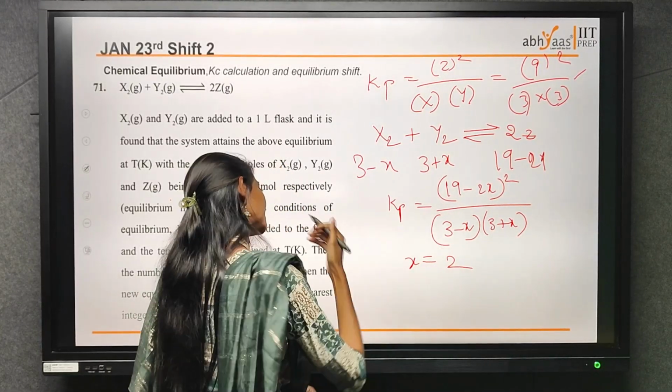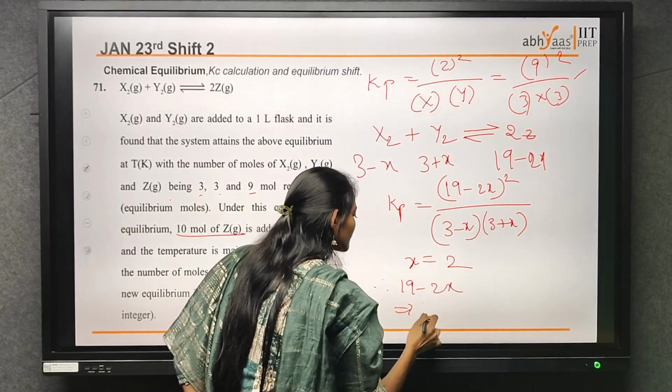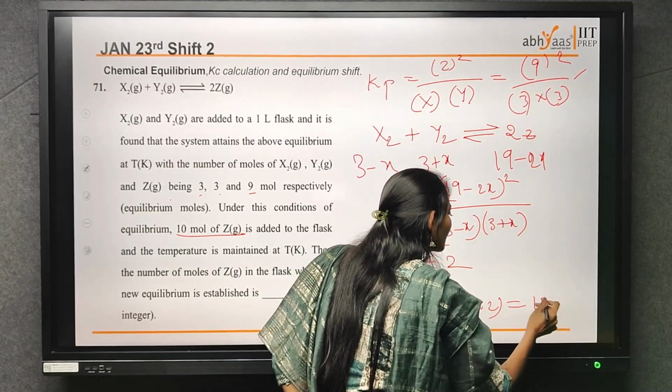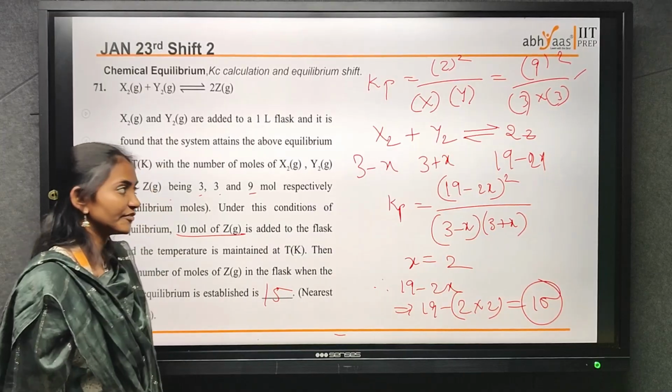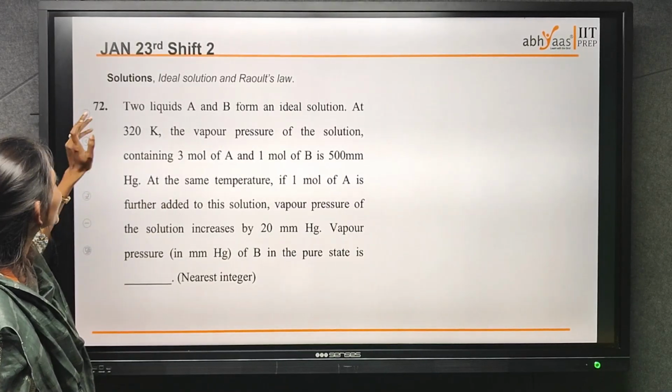So what happens here? Therefore 19 minus 2x means 19 minus 2 into 2. Hence the option will be 15. Your answer is 15. Not that much tricky question, I guess. Moderate one. Moving on to next question.